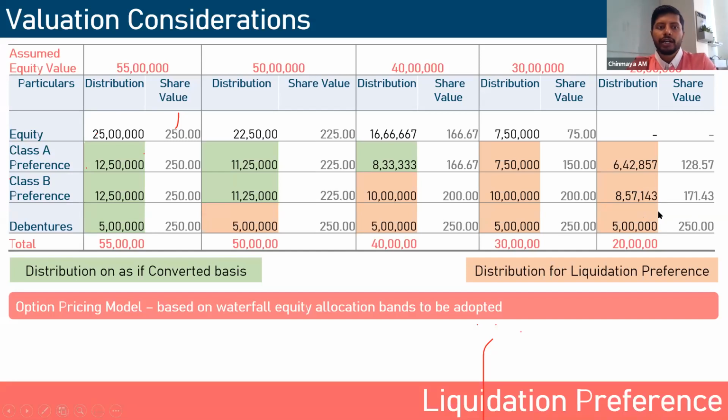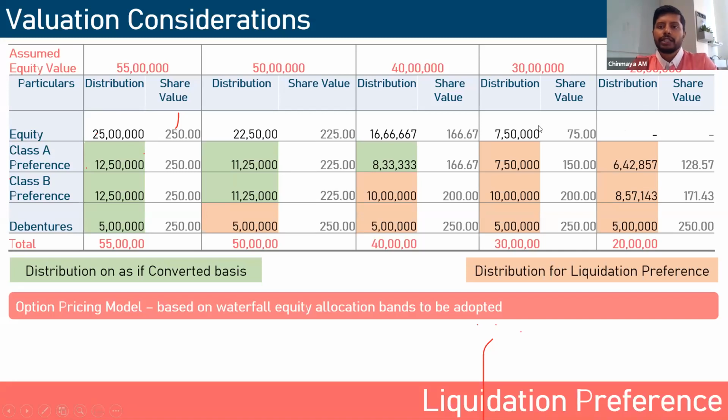However, to honor Class A and Class B, we need 17.5 lakhs. Class B is 10 lakhs, Class A is 7.5, so 17.5 is required. That much money is not there. So out of the remaining 15, Class A and Class B will get amounts in the ratio of 7.5 to 10, out of 17.5. In that ratio they will get distributed. And since all the money is exhausted, equity shareholders are not getting any money in this example.